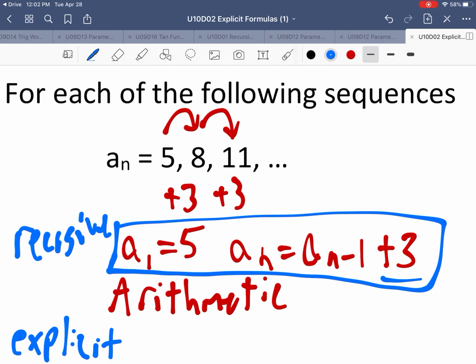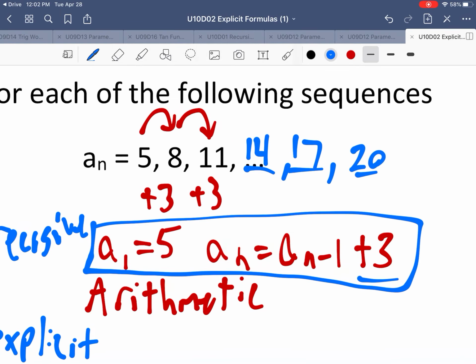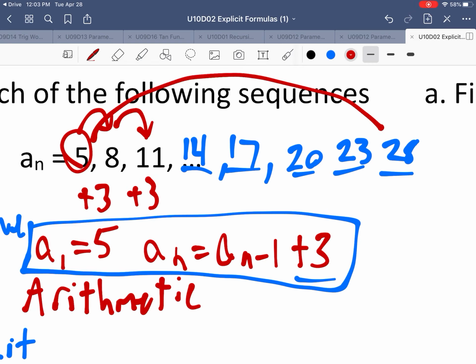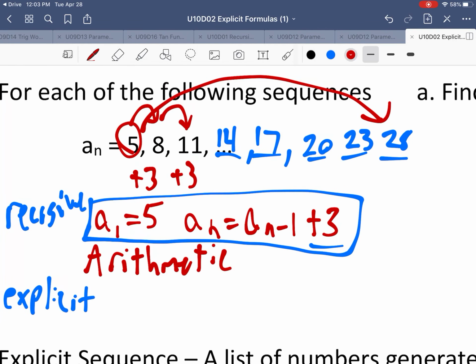Let's find the 8th term. So the next term would be 14, that's the 4th term. Then 17, that's the 5th term. Then 20, that's the 6th term. Then the 7th term would be 23, and the 8th term would be 28. So there must be a shortcut to getting here. The shortcut would be that I would start at 5 and add 3 7 times.